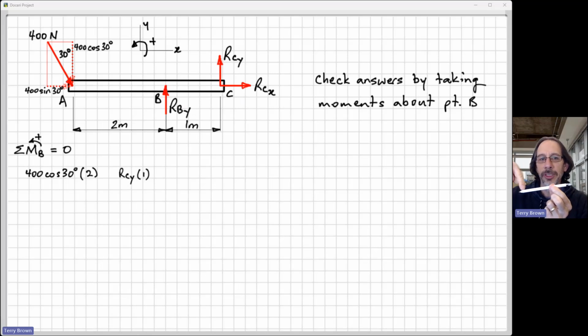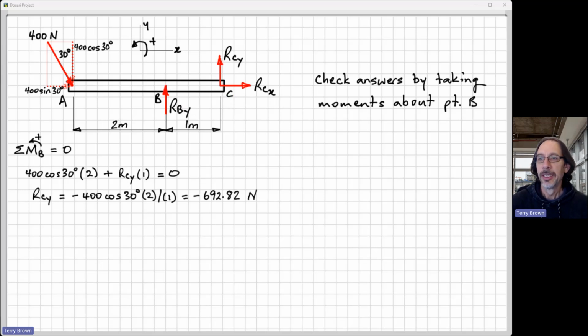If we have our force down here of 400 cos 30, it tends to cause an anti-clockwise rotation. And what we've shown over there is RC, tending to also cause an anti-clockwise rotation. So that's positive as well. All equal to 0 now. RCX has a 0 moment about point B because this line of action passes through point B. So rearrange that, solve for RC, and we get a negative number, minus 693, same as we got before.